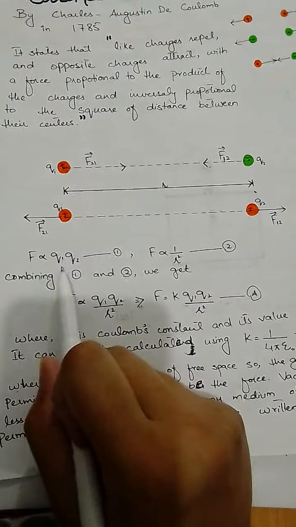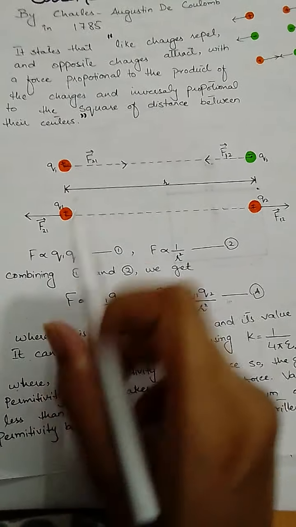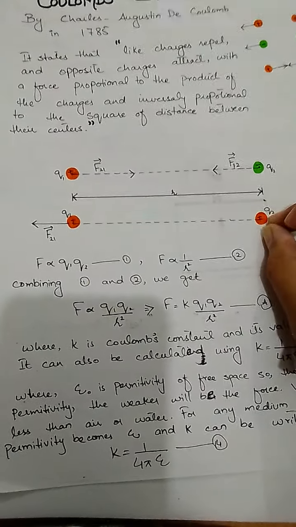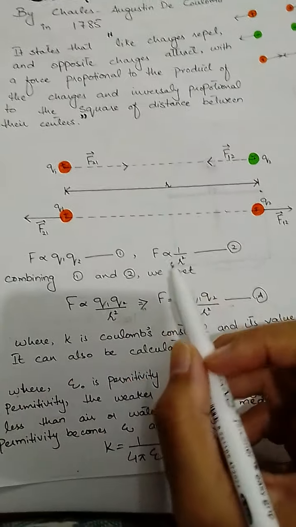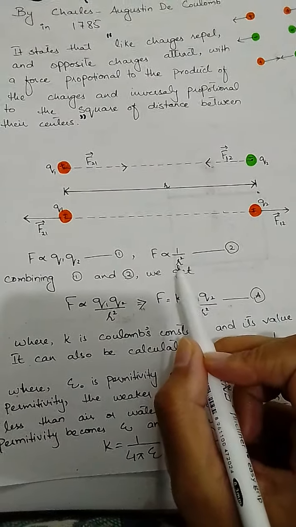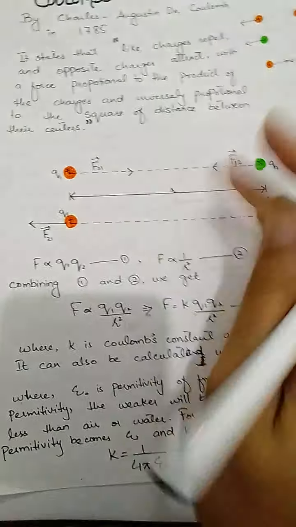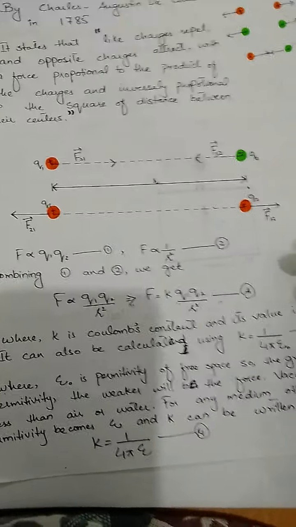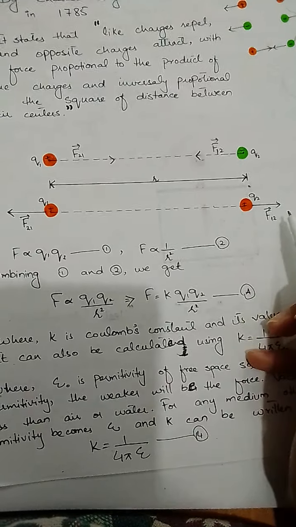It says that the force is directly proportional to the magnitude of these charges, that is, how much charge these bodies carry, how intense the charge is, right? And it is inversely proportional to the square of their distance. So if we increase the distance between them, obviously the force is going to decrease in nature.